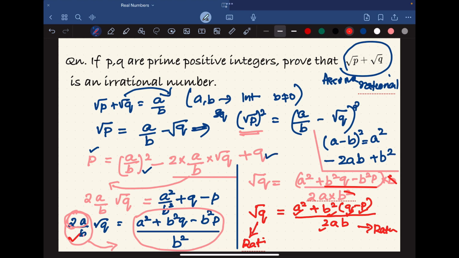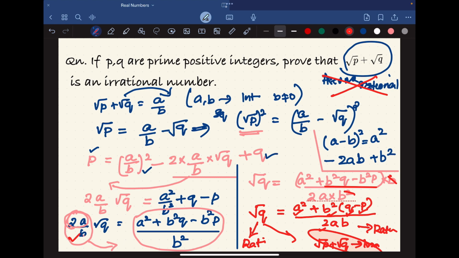This contradicts the fact that what? Root q is an irrational number. So is our assumption correct? No, our assumption was wrong, and therefore we can say that root p plus root q is an irrational number. The last part is the same for everything, so you can write it by yourself. That should be crisp and clear.